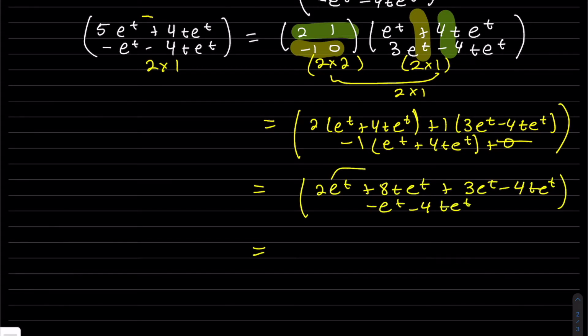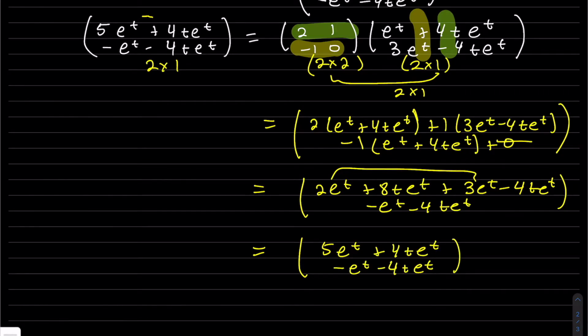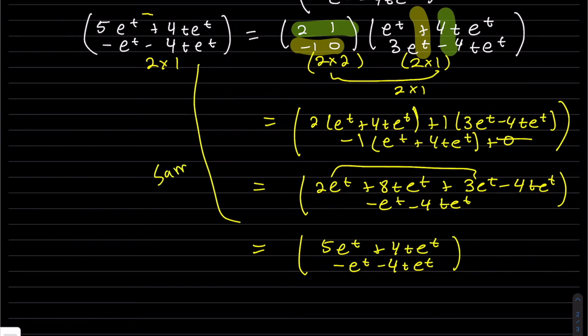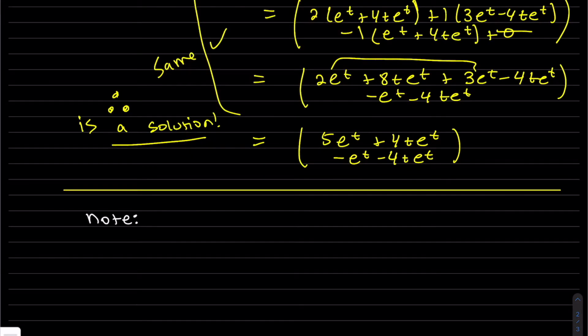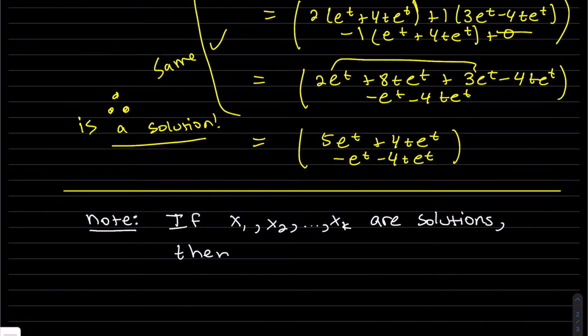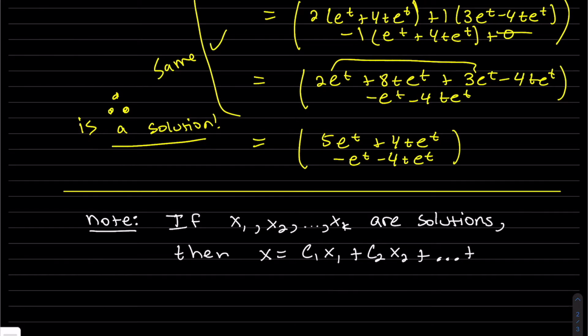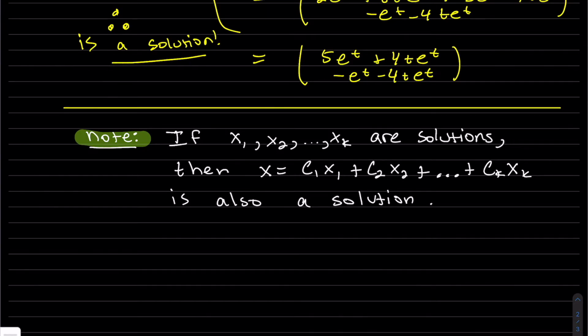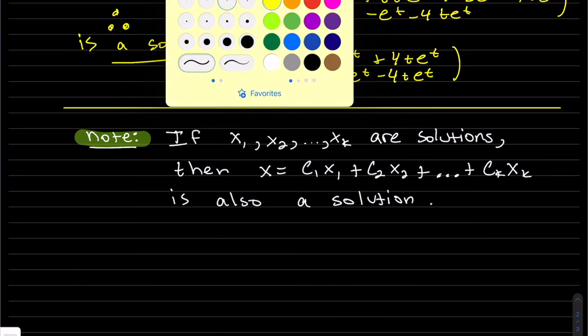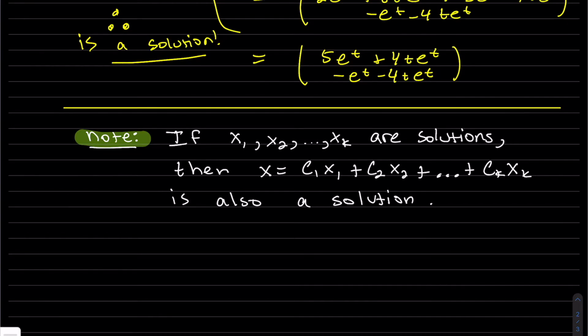Add our like terms. And it looks like we got the same. Both sides are equal, so therefore it's a true statement. So if you recall, if we have all these individual solutions, and we write a linear combination of them, then that x, the linear combination of all the solutions, is also a solution. And that's because we've learned about this already. It's the superposition principle.